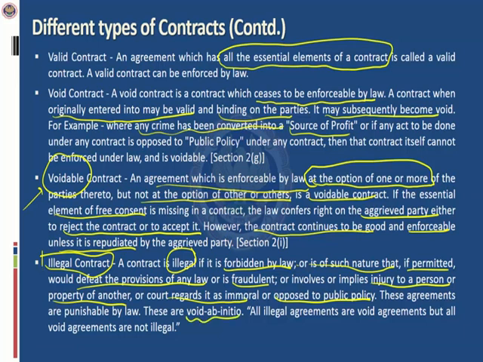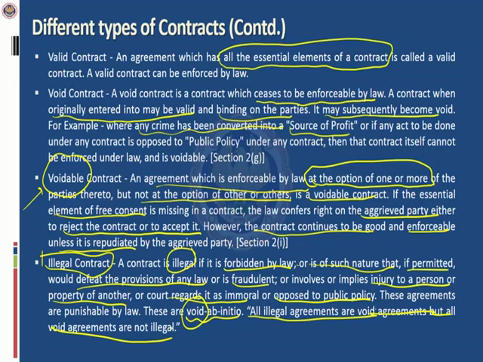These agreements are void ab initio, that is, from the very first date that these illegal contracts have been entered into, they shall be void, that is, they are not valid. You cannot undertake or take any benefit out of such contracts. Even the performance shall not be paid. Therefore, all illegal agreements are void agreements, but all void agreements are not illegal.